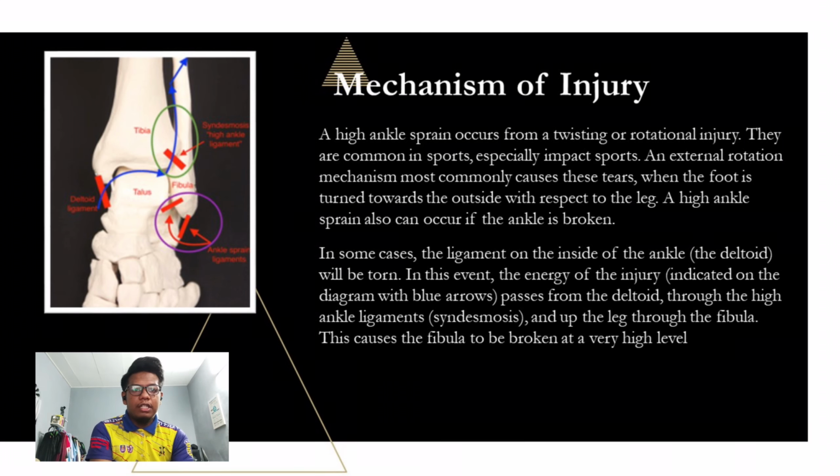In this event, the energy of the injury, which is indicated on the diagram with the blue arrow, passes from the deltoid to the high ankle ligament and up the leg through the fibula. This causes the fibula to be broken at a very high level.